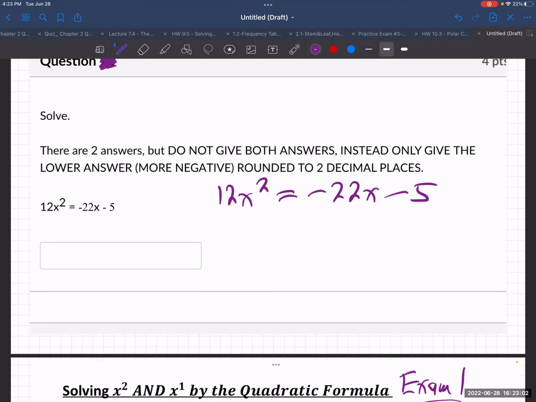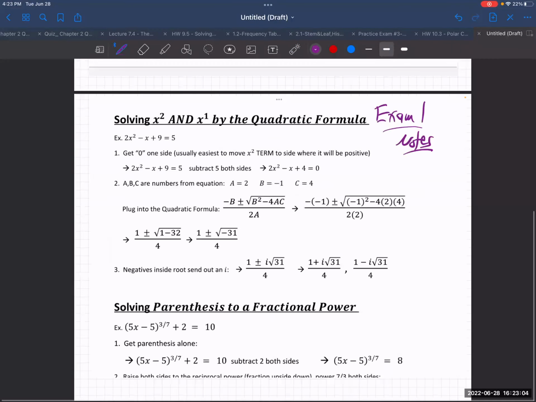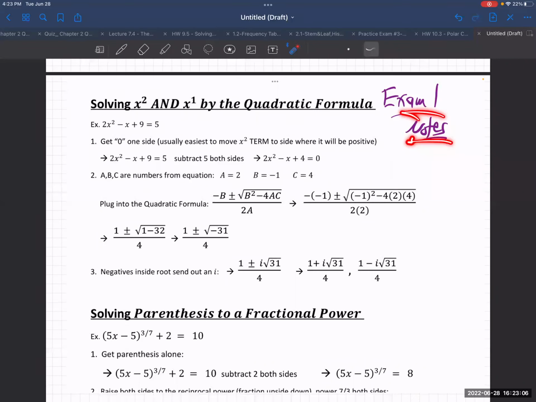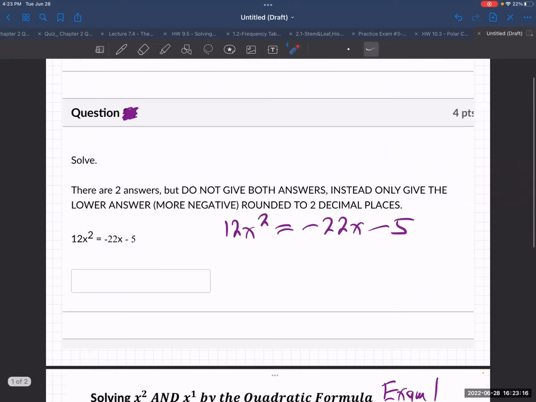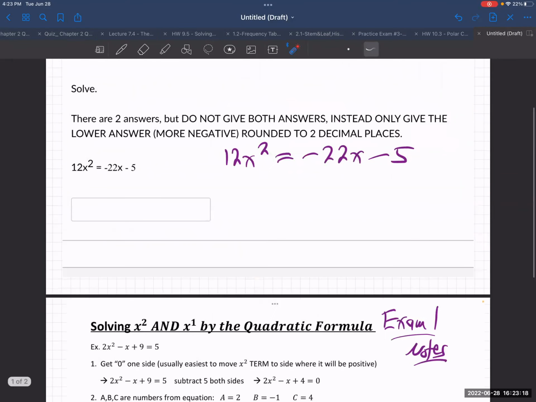Well, if you looked at it, here's the exam notes. These are on the home page of our Canvas course shell. Just click on notes on the home page and you'll get all these notes and print them out. You can use them during the exam. Anyway, here it says solving x squared and x to the first by the quadratic formula. That's what we have.